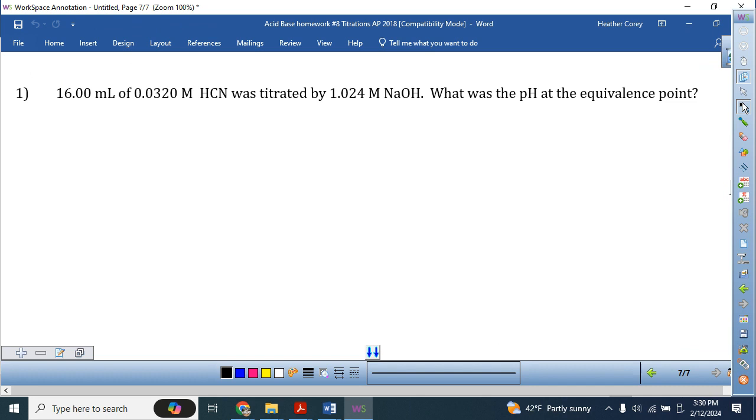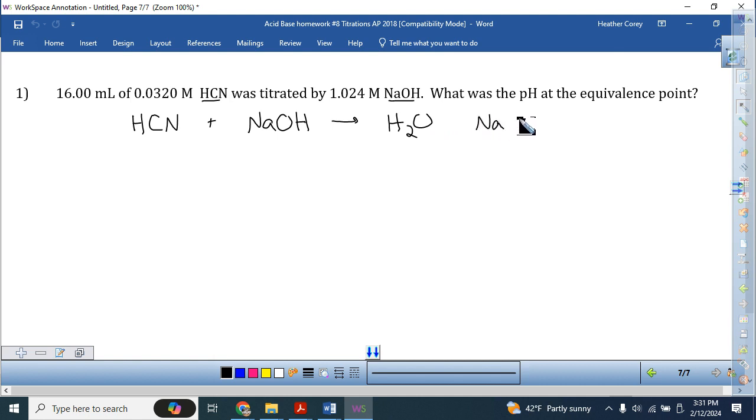So here we have a weak acid, HCN, and NaOH, a strong base. I'm going to go ahead and write out my balanced chemical equation. This is hydrocyanic acid plus sodium hydroxide. It's going to make water plus sodium cyanide. And if we were to balance this, it's all 1 to 1 to 1 to 1.